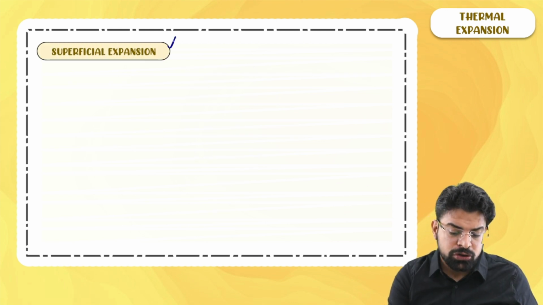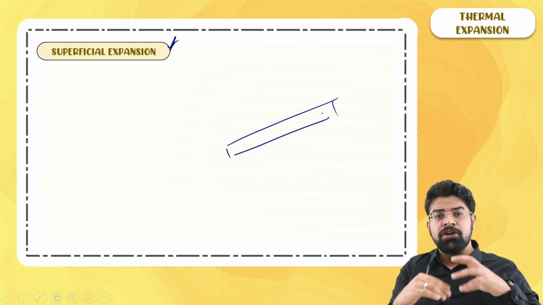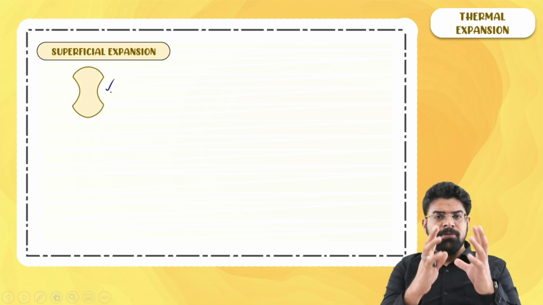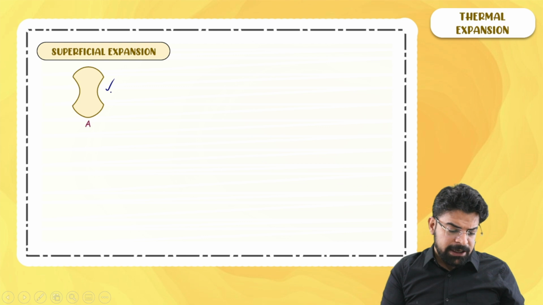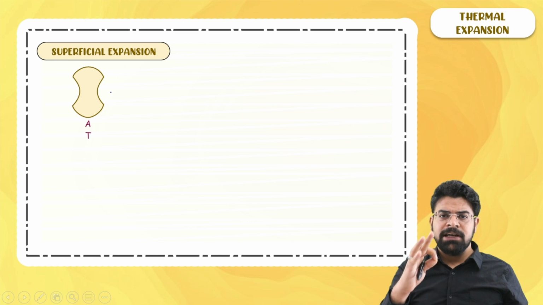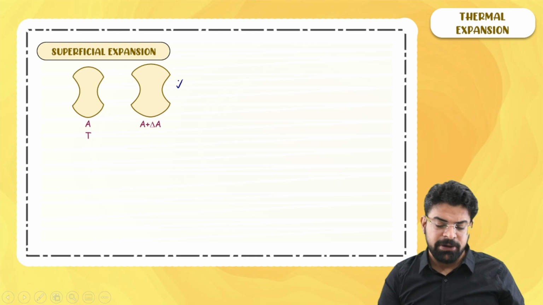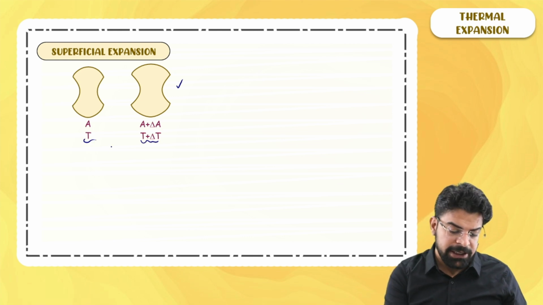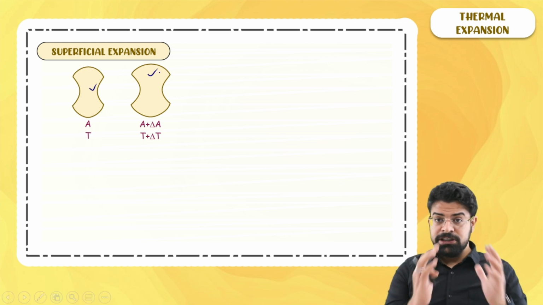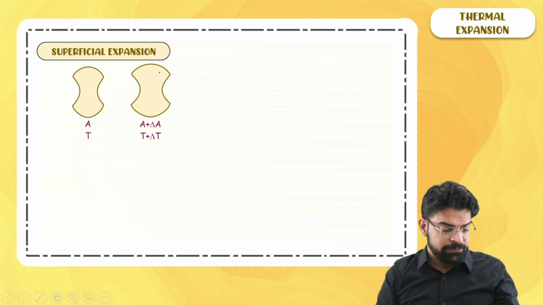There is something called superficial expansion. Till the time we have talked about linear expansion. Now we will talk about superficial expansion, which I also call areal expansion. So let's say there is a randomly shaped object at temperature T having an area A. If I increase the temperature from T to T plus delta T, the area will increase and become, let's say, A plus delta A. Notice that the geometry does not change. The shape remains the same. It's just that the size increases.